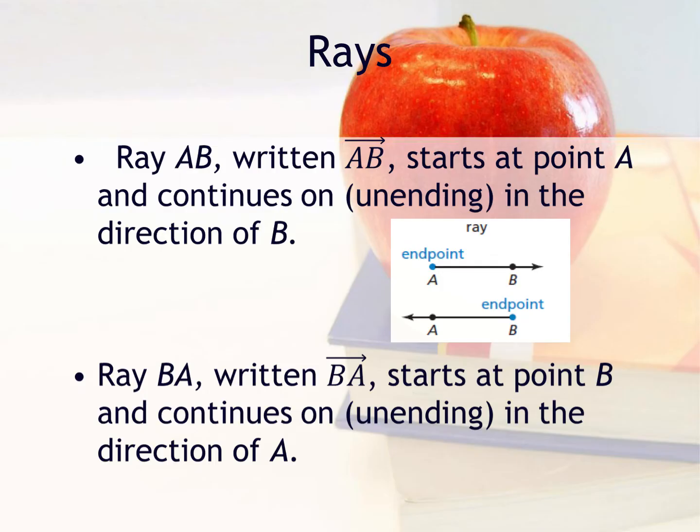So a ray will be written as, and I know it's kind of hard to see here, but it's got an endpoint and then it's got an arrow on one side. So this is how you would write a ray with the 2 capital letters, and it's just got an arrow on one side of it. The first letter tells the starting point, and then the second letter where the arrow is on top of it tells you the direction that it goes on forever. It's unending.